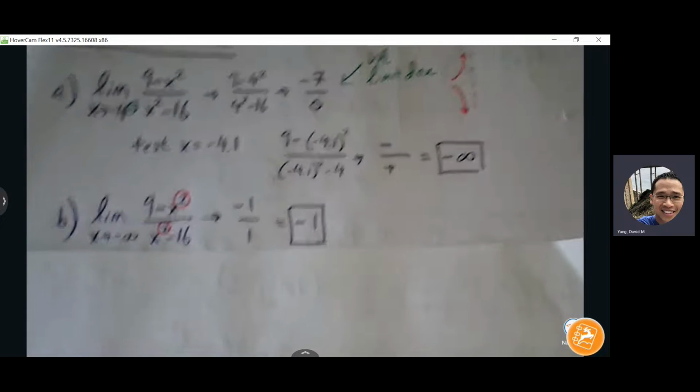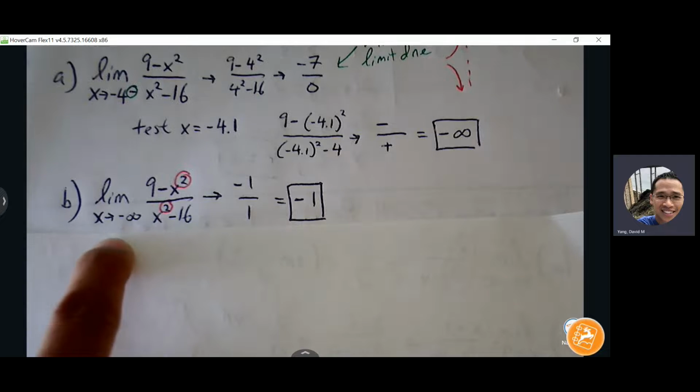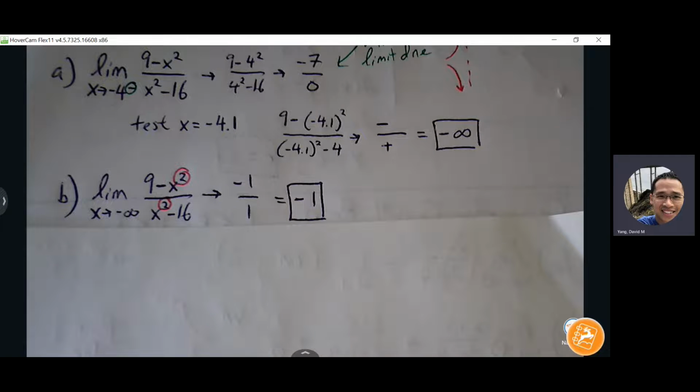Okay, part B, limit as x approaches -infinity. We don't plug any numbers in. We go directly to comparing our degrees. Our degrees match. So it's just the ratio of the coefficients, -1 over +1, which is -1.